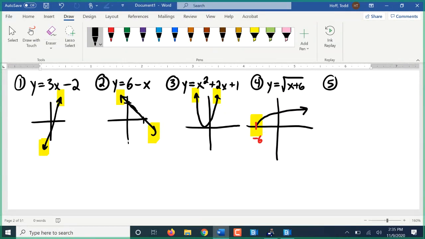Number 5. Y equals 3 plus 3x. Looks something like that. So that one is a line again. Arrowheads on both ends again as well. It goes on, can extend it in both directions.